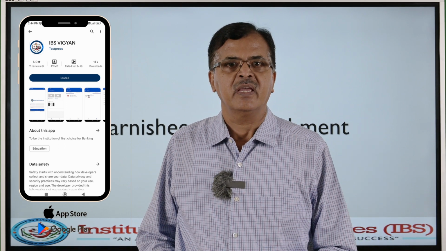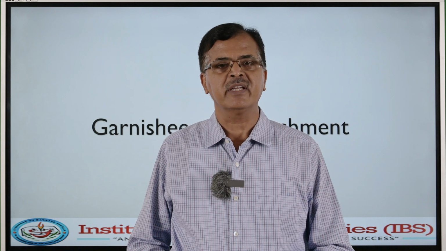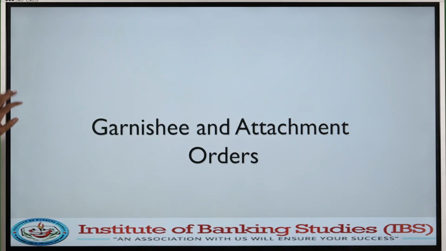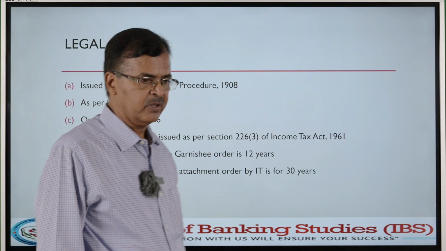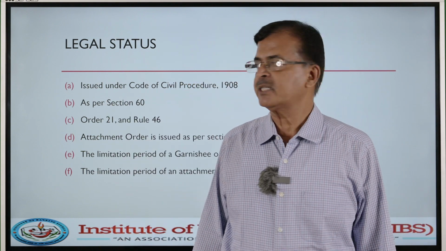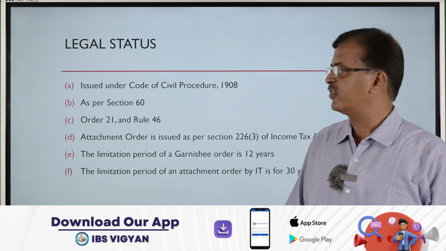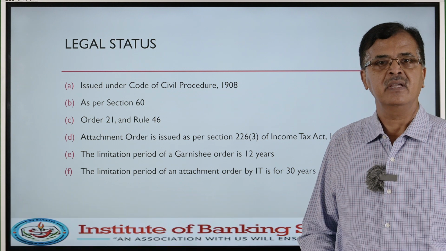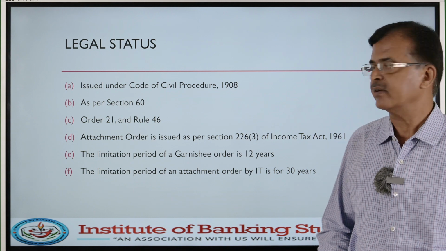Today we will discuss the provisions regarding garnishee orders and attachment orders normally served on banks. What is a garnishee order? A garnishee order is an order normally issued by a competent court, as per the Code of Civil Procedure 1908. As per Section 60, Order 21, Rule 46, garnishee orders are issued on banks for attaching the funds lying to the credit of a particular customer.